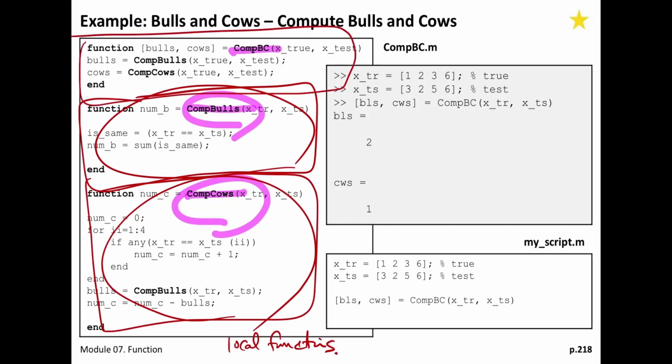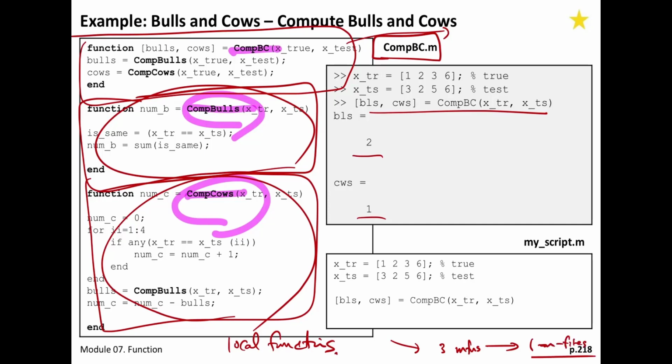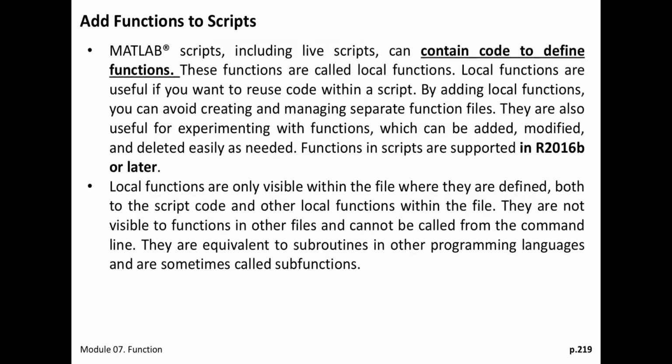So this should be compute BC, because the M file should follow the name of the main function. In this case, if you run this, you can get the same output. But you don't have to store the individual functions in three M files. Three M files go into one M file. That's very convenient, right? So we can also contain functions in a script.